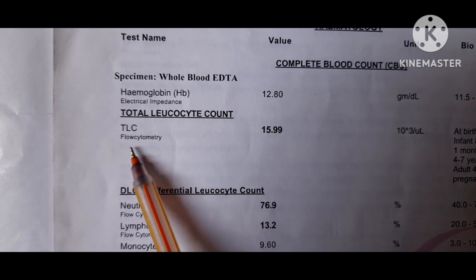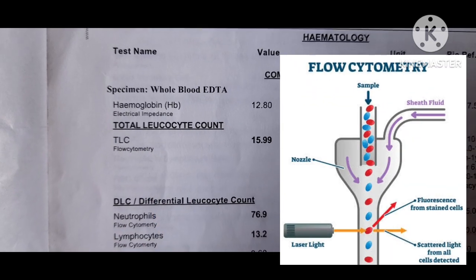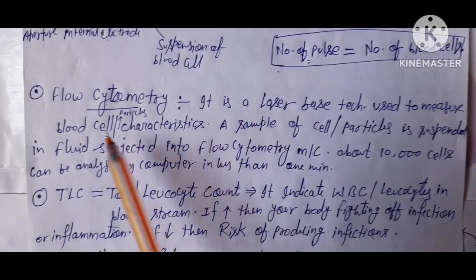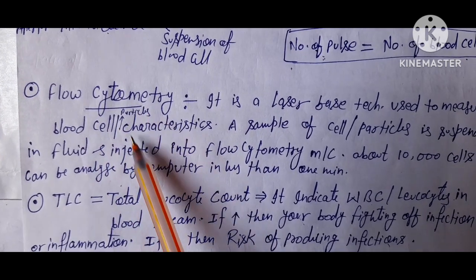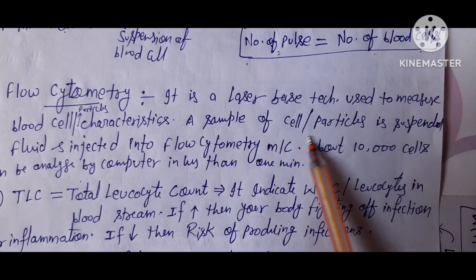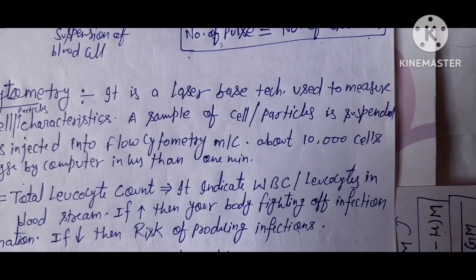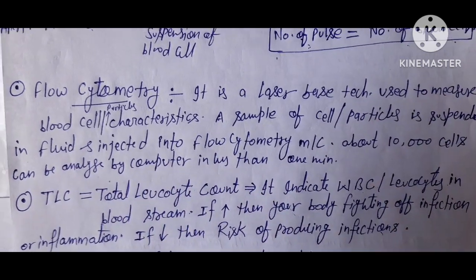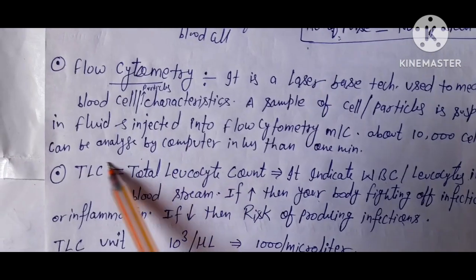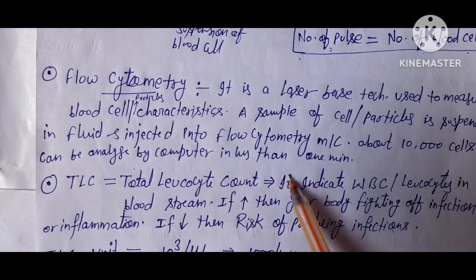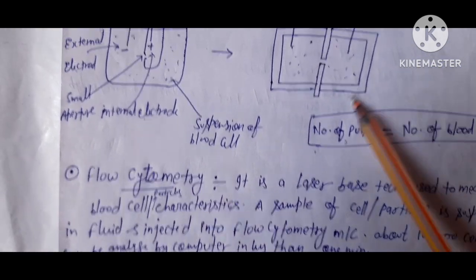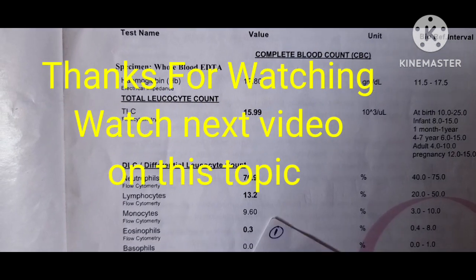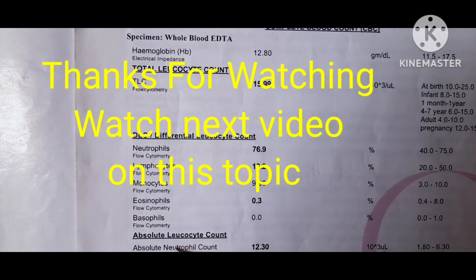Friends, TLC is measured by flow cytometry. So what is flow cytometry? Flow cytometry is a laser based technology used to measure characteristics of blood cells or their particles. A sample of cells or particles is suspended in fluid and injected into the flow cytometry machine. About 10,000 cells can be analyzed by computer in less than 1 minute. So this is the first video on this lab report, and each technique and terminology we will discuss one by one in the next video.